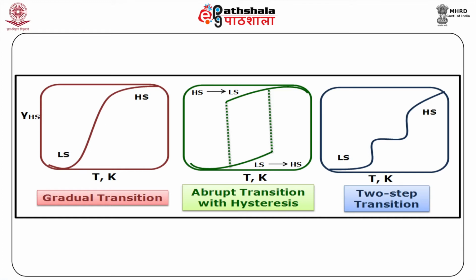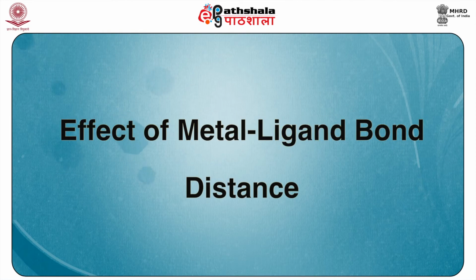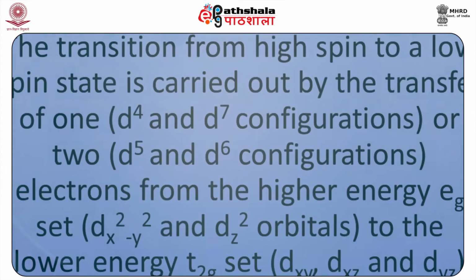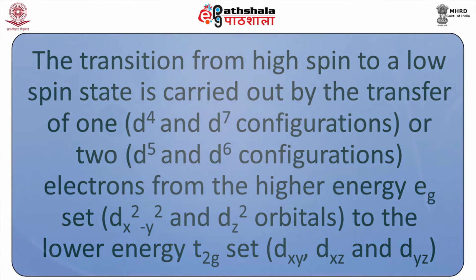Factors affecting spin crossover behavior. The crossover region is very sensitive to several factors. In the discussion that follows, we shall bring out the conditions under which crossover occurs: chemical factors, and the effect of metal-ligand bond distance. The transition from high spin to low spin state is carried out by the transfer of one or two electrons from the higher energy Eg set to the lower energy T2g set.